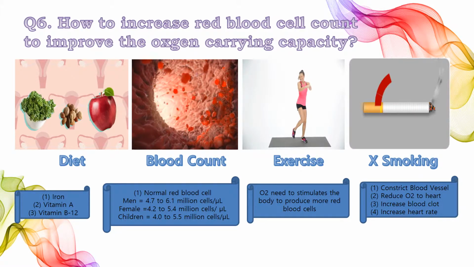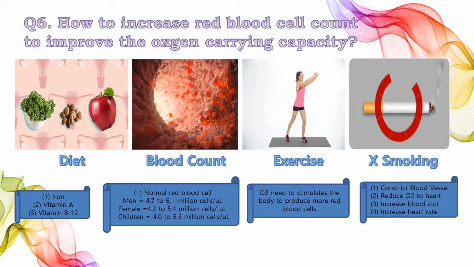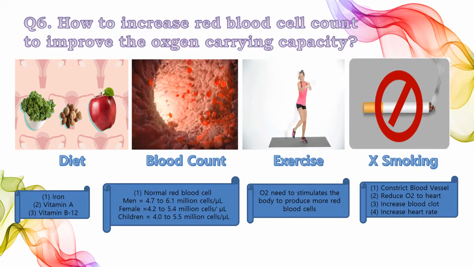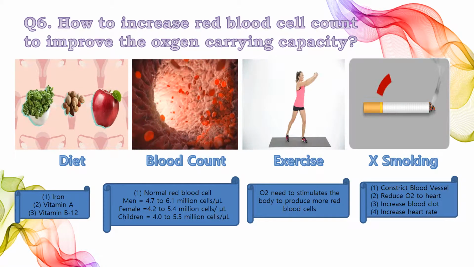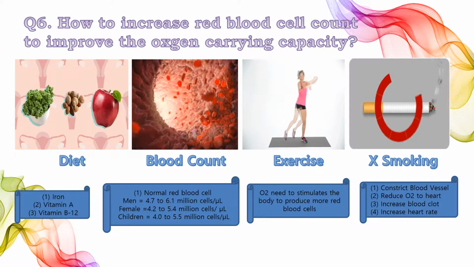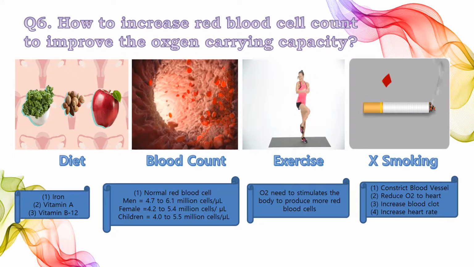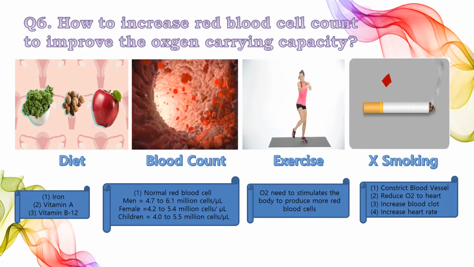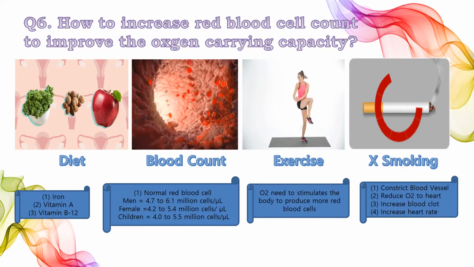Next, understanding blood count. Normal red blood cell count varies from around 4.7 to 6.1 million cells per microliter for men, 4.2 to 5.4 million per microliter for women, and the normal count in children is 4.0 to 5.5 million cells per microliter. A lower average red blood cell count can lead to disorders such as malnutrition, while a higher average red blood cell count is dangerous and possibly life-threatening as well.